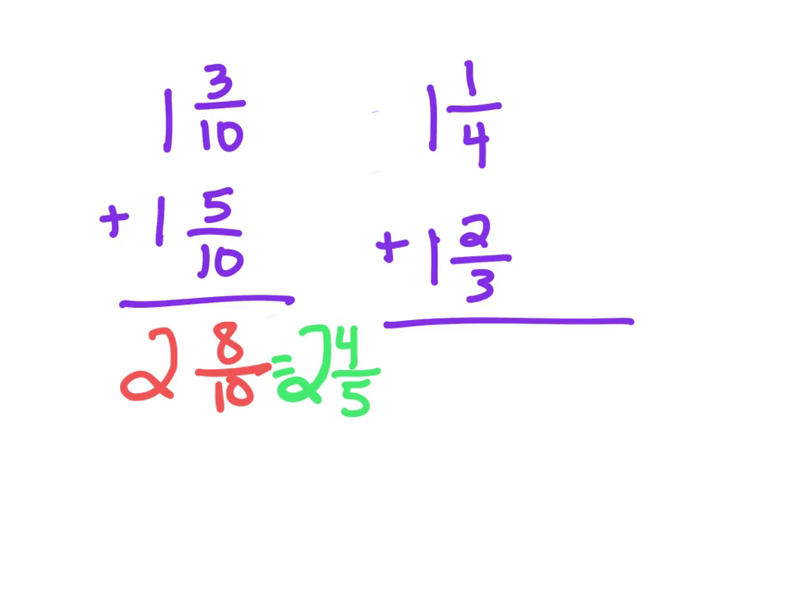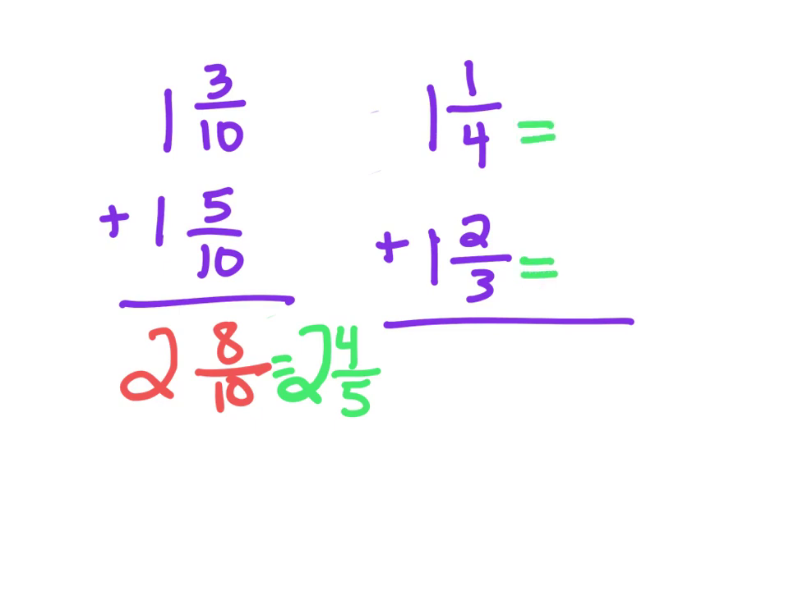In the second example, we will notice that the denominators are not the same. So just like we've done with fractions, we need to make them have the same number of pieces. Again, an easy way to do that is to just multiply the two bottom numbers together to find a common denominator. 4 times 3 is 12. So we can turn both of these into 12ths fractions.